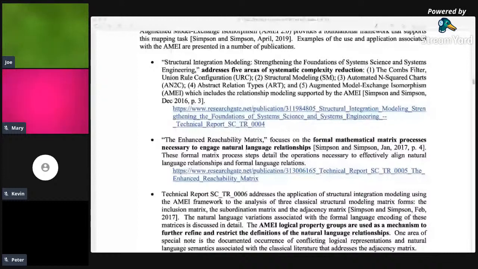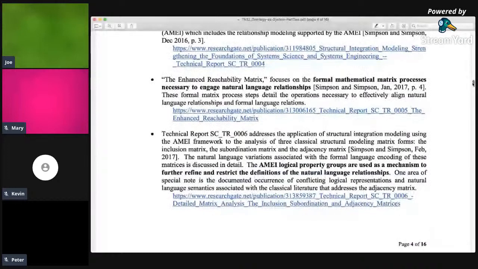And so the structural integration, strengthening the foundations of system science, is one of the areas where we talked about this. Enhanced reachability matrix is another area where we talked about how you go from an informal language to a formal language transform, and what components need to change and why, and how the computation is used in the forward transform and the backward transform. And we also looked at the inclusion matrix, the subordinate matrix, and the adjacency matrix.